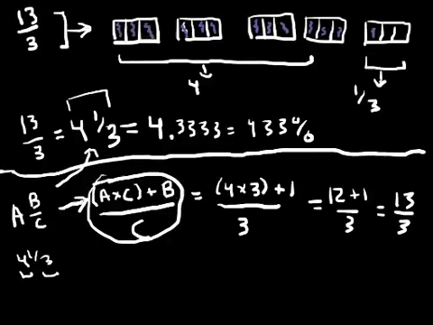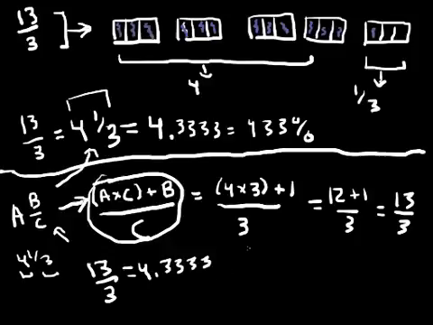Now, if you want to go the other way, so it's 13 over 3 and you want to go to a mixed fraction like this right here. What you'll do is punch in your calculator 13 divided by 3, and that gives you 4.333. So first we'll extract this whole number, which is 4. So we want it to look like that. So 4, and what do you have left over?